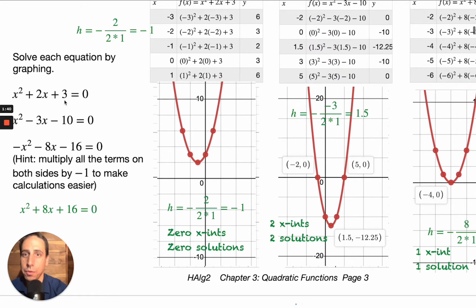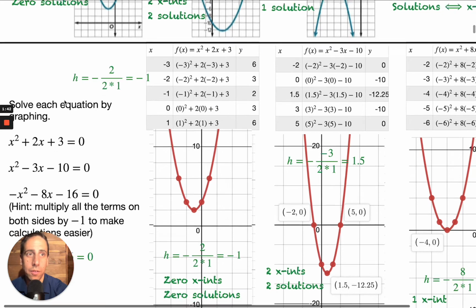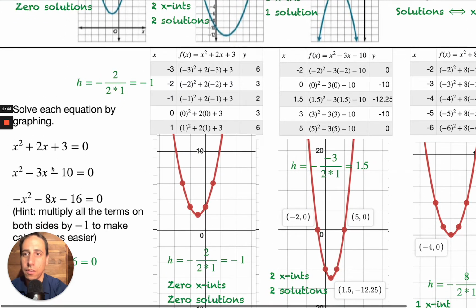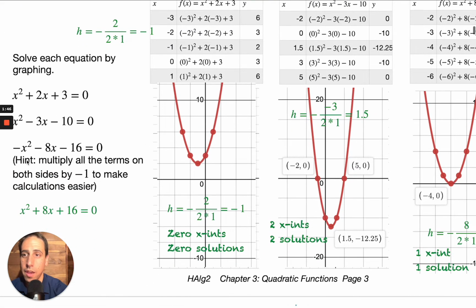So for example, here we can see these are the 3 equations that we're going to have. And for this bottom one right here, there's just so many negatives. If you multiplied all the terms on both sides by -1, the calculation's easier. You can just do x squared plus 8x plus 16 equals 0.